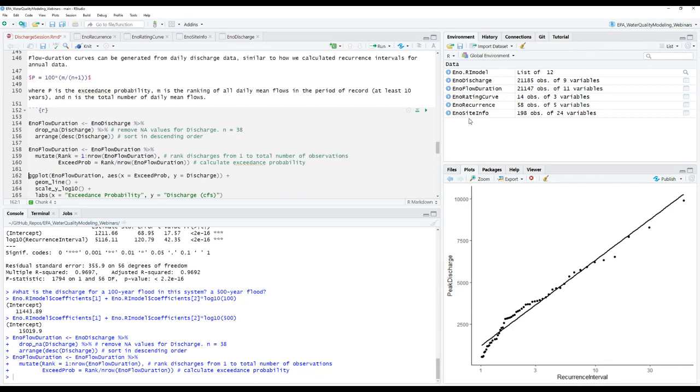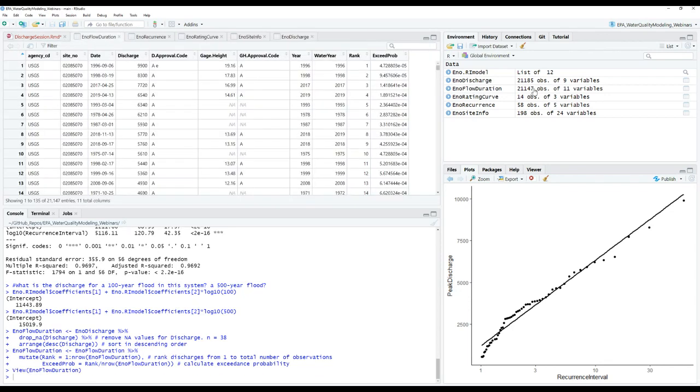Now, if we have a look at that, so we've got Eno flow duration. Notice how we've got 38 fewer samples in this one than we did in the discharge. And then notice how this is not organized by date anymore. It's organized by increasing or decreasing discharge. So just noticing that it's now in order of discharge instead of in order of date. And then our rank 1, 2, 3, and so forth. This is probably less useful to look at than our peak flow statistics.